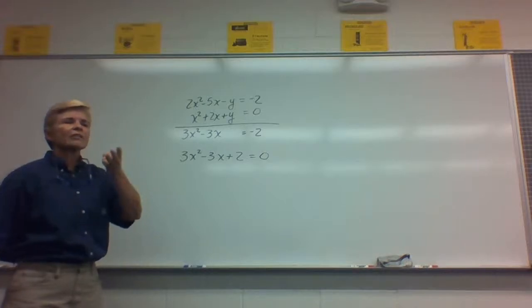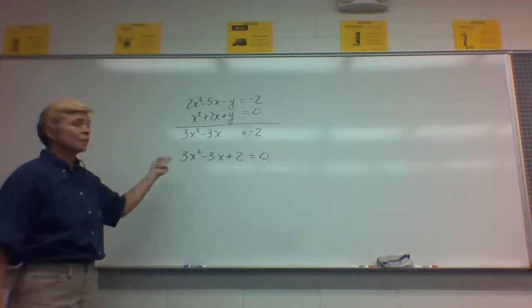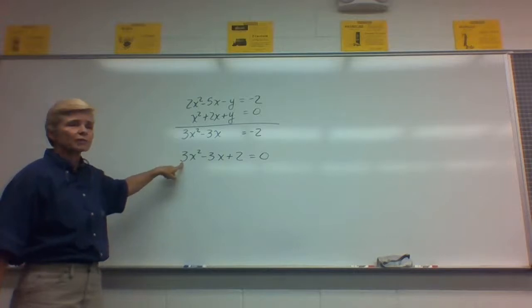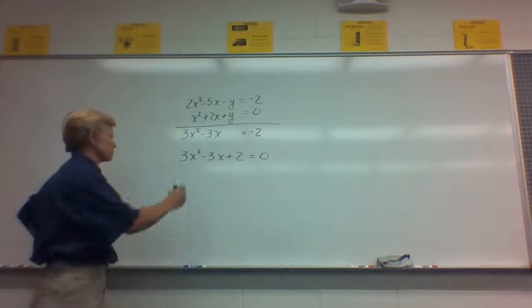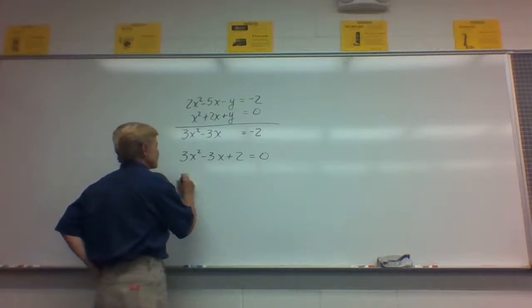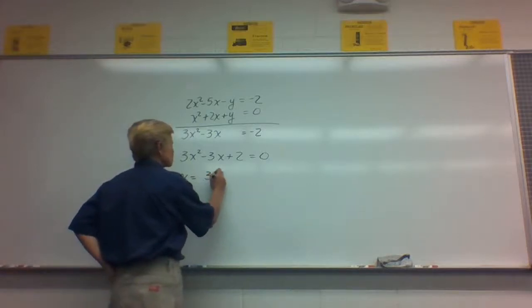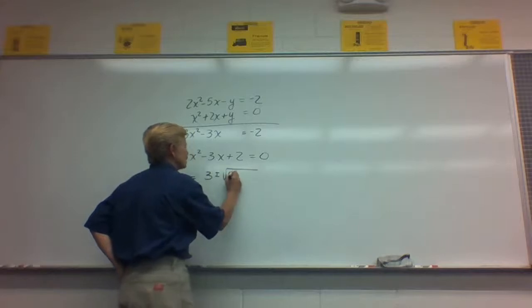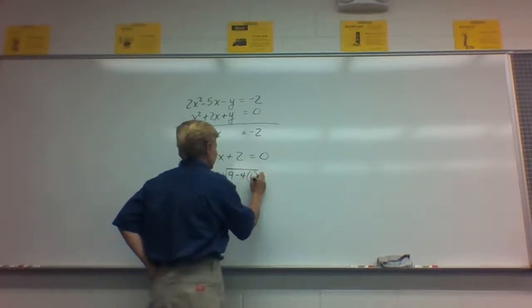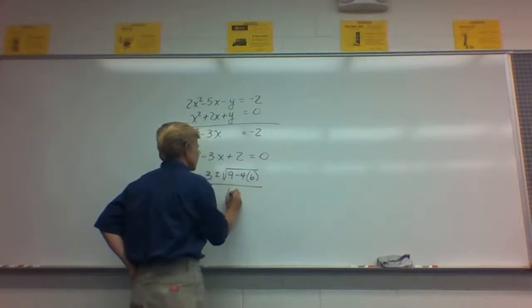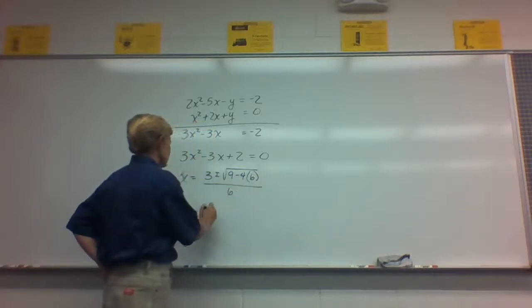Because I don't have my calculator out and I don't want to get it, I'm going to quadratic formula because I'm not sure if this will factor or not, especially with this 3 on the front. That's always a confusion factor. So I'm going to go quadratic formula. In this case, x is equal to positive 3 plus or minus the square root of 9 minus 4 times a times c, which is 6, over 6. And I'm going to stop right there and say there is no solution.